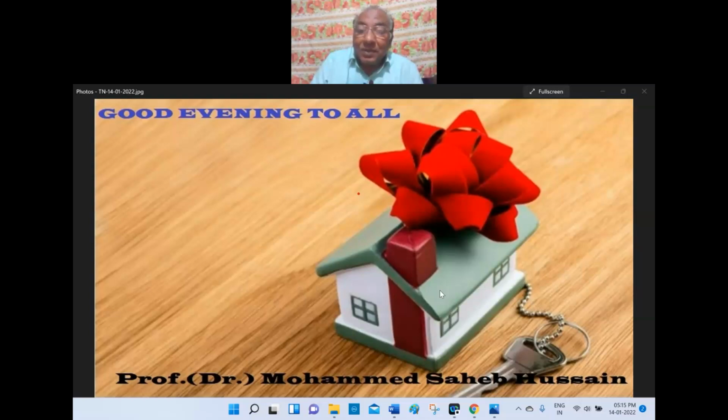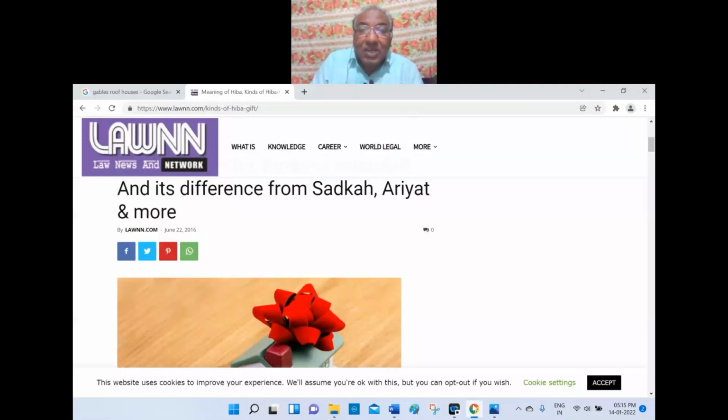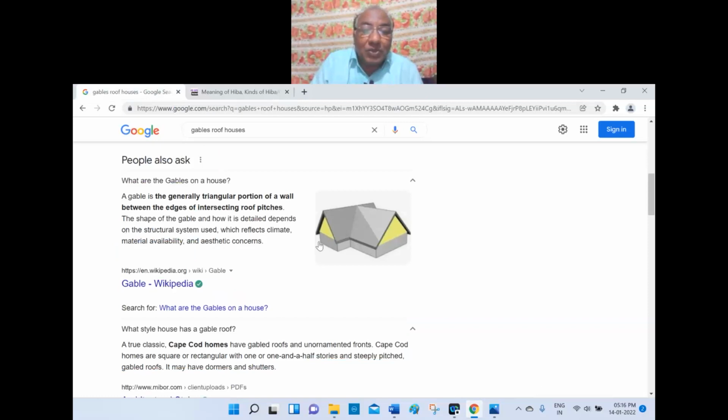Hassan sir. Yes, this is called a gabled roof. You say this is a gabled roof because it has triangles, like triangles. That's why. See here, you could see the gabled roof.